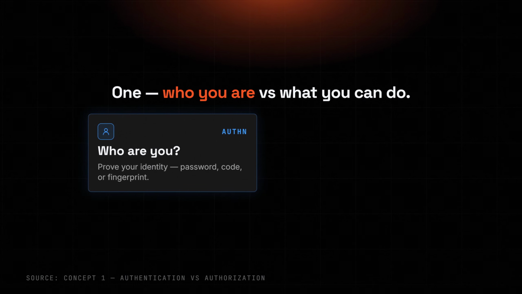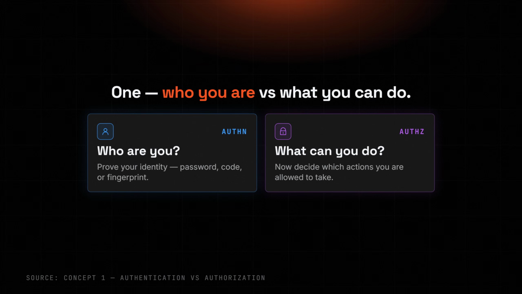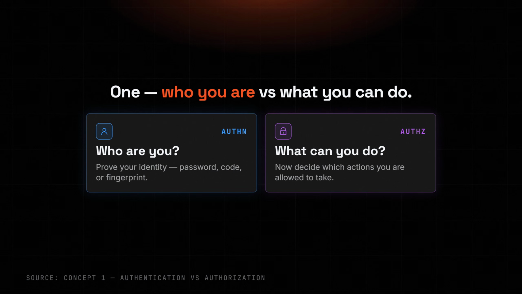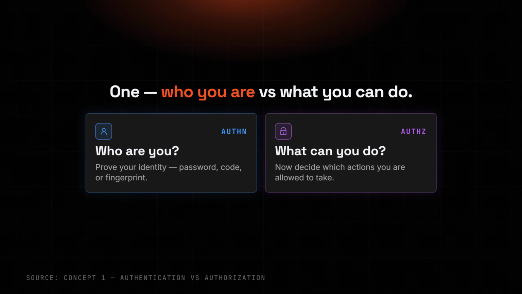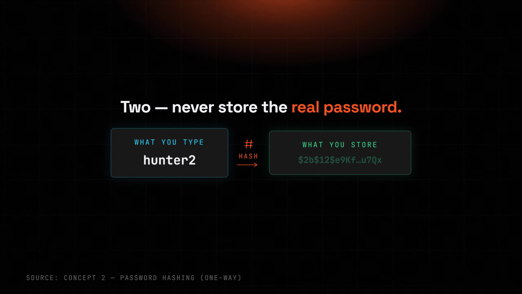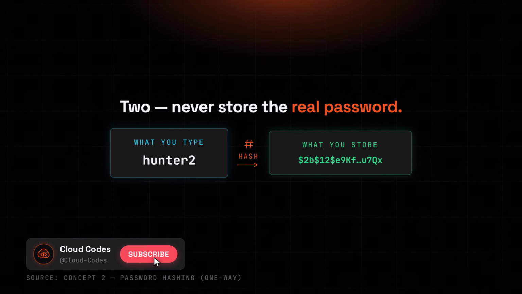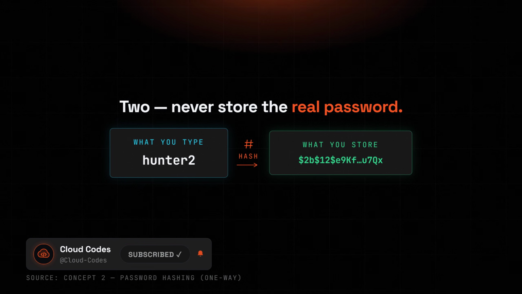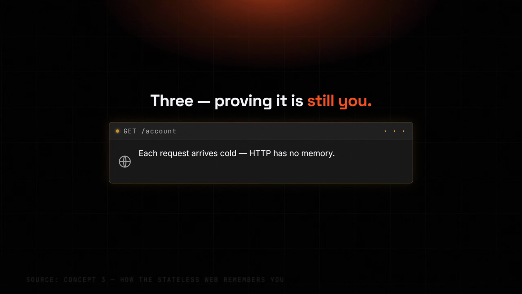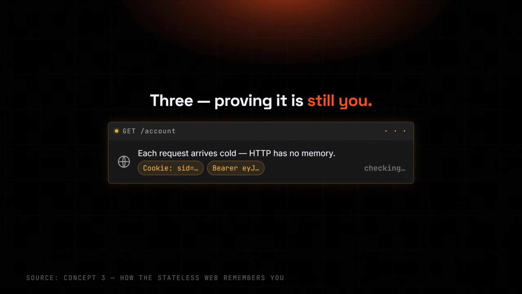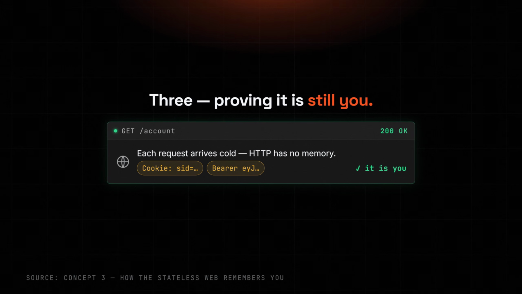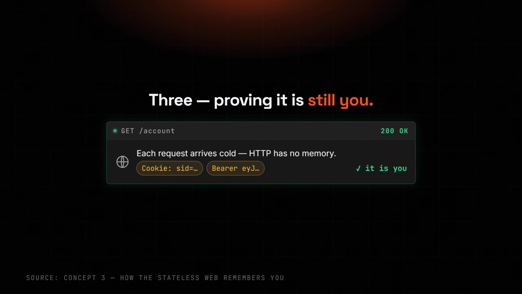Concept 1. Authentication versus authorization. Who you are versus what you are allowed to do. 2 completely different questions, and mixing them up is exactly where the security bugs live. 2. Hashing. A real system never stores your actual password anywhere. It stores a scrambled one-way fingerprint that can be checked against, but never turned back into the original. 3. Sessions versus tokens. The web forgets you the instant a request ends, so something has to quietly prove on every single click that you are still the same person who logged in.